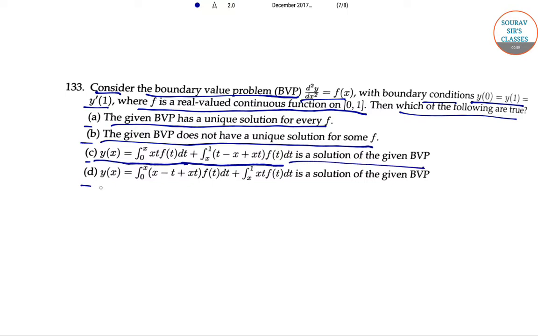And option D, y(x) = ∫ from 0 to x of (−t + xt) f(t) dt + ∫ from x to 1 of xt f(t) dt is a solution of the given BVP.